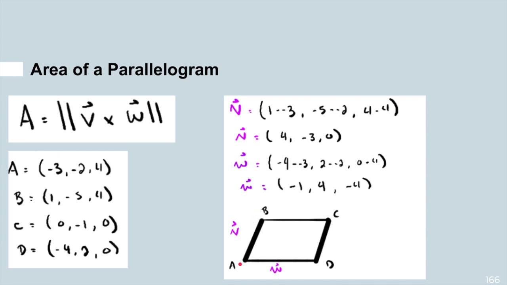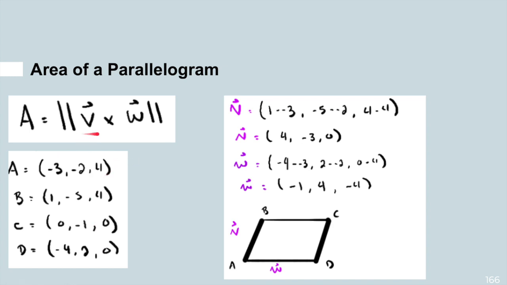Now I do the same thing from A to D. I take my values of D minus my values of A. So here I have minus 4 minus minus 3, which is equal to negative 1. 2 minus minus 2 is equal to 4. 0 minus 4 is equal to negative 4.